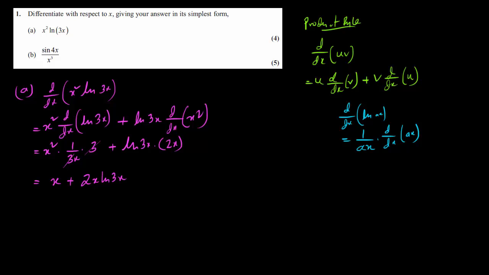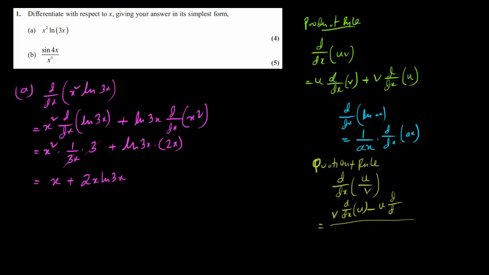Number B, we have to do quotient rule for this. Now quotient rule states that d by dx of u by v is v d by dx of u minus u d by dx of v, divided by v squared. That's what we have to do. So let's write this down.